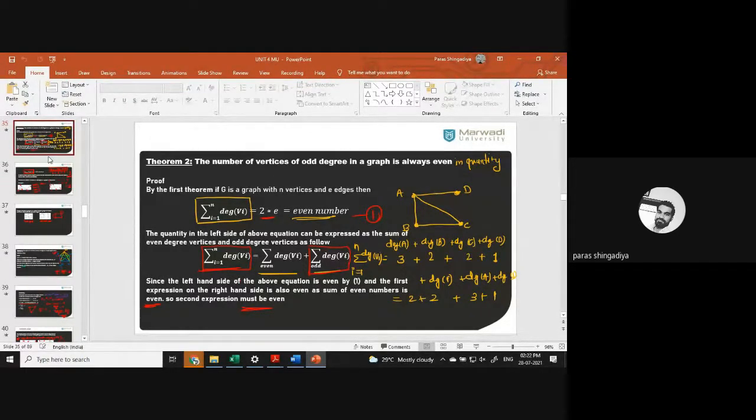Okay. So you have to explain that here. The quantity on the left hand side of the above equation can be expressed as the sum of even degree vertices plus the sum of odd degree vertices. Okay, that you have to explain. And now write a conclusion of this sum in the next step.